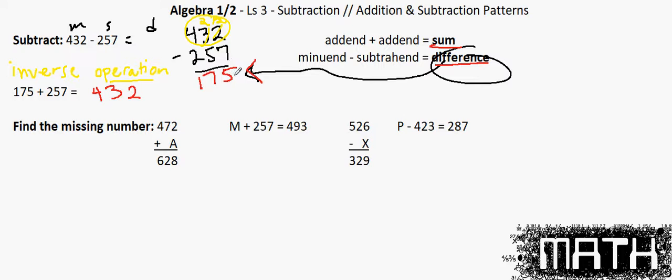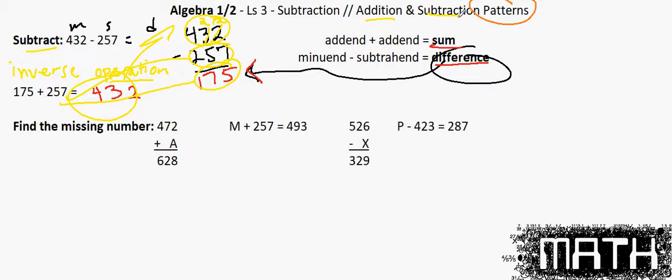So I just took the minuend, or I got the minuend by adding the subtrahend and the difference. Subtrahend, difference equaled the minuend. Because subtraction and addition are inverse operations, and therefore you can get all sorts of fun patterns when you have them. And this is the missing number problems. We've done these before.